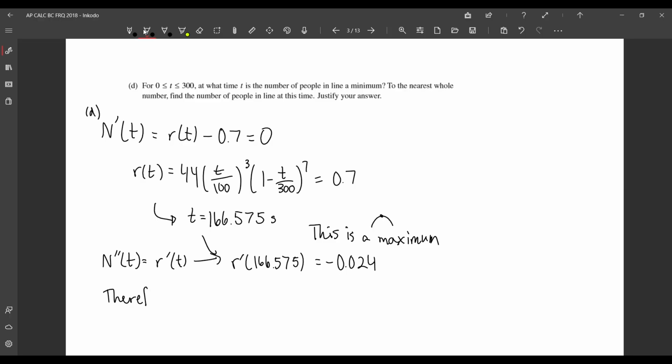Therefore, the minimum must be at, or so let me think. So this numeric solver, I'm wondering if there could have been other solutions that it didn't show me. So let's graph it first.